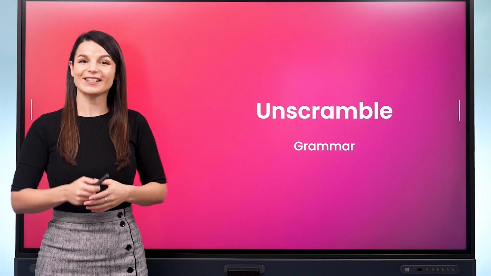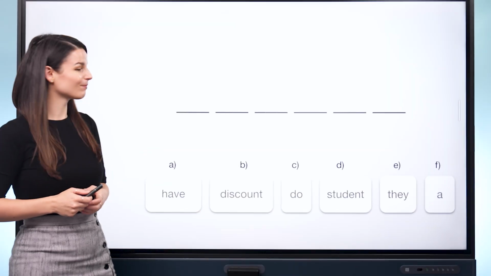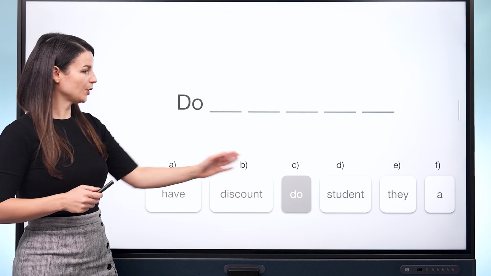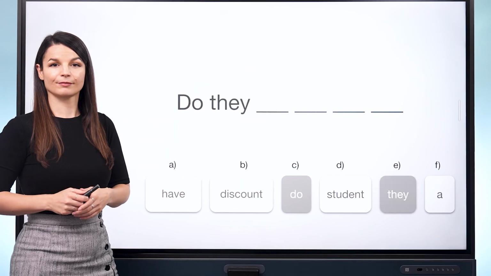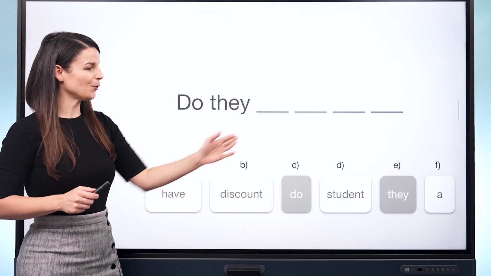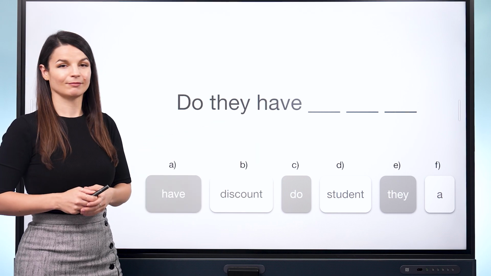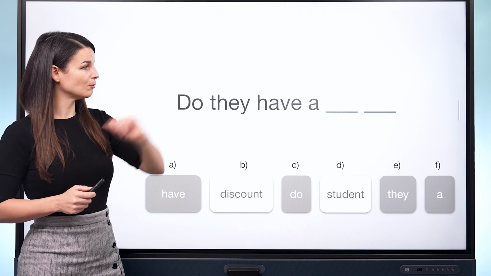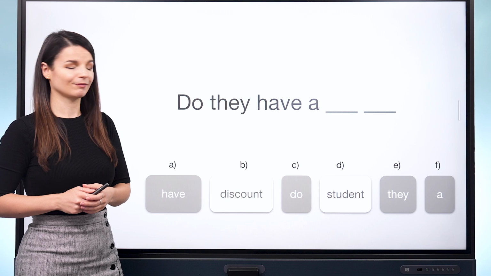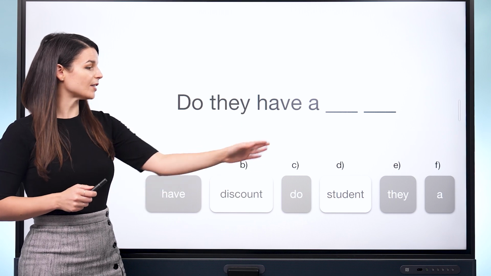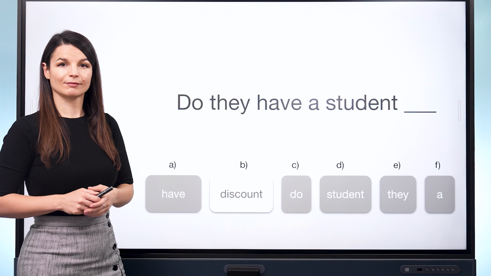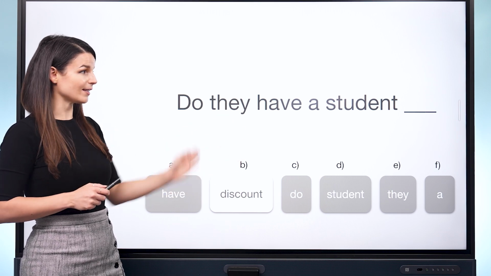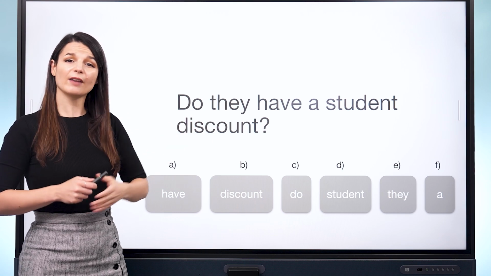Unscramble the words to make a sentence. Do. Do they? Do they have? Do they have a? Do they have a student? Do they have a student discount?